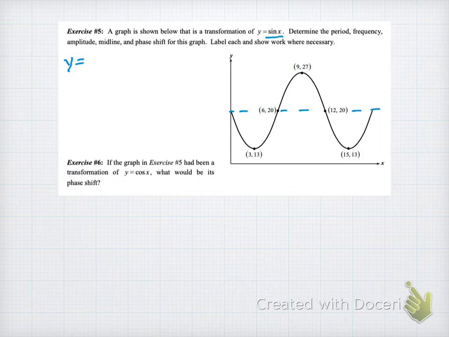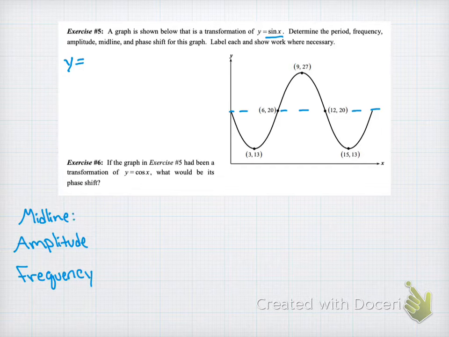In order to figure out what that something is, I need to know what the midline is, what the amplitude is, and what the frequency is. The midline I just drew in. That's this line right here. And I need to figure out how far up that line is, and I can do that by looking at the y value there. So this midline is y equals 20. So I'm going to say the midline is 20.